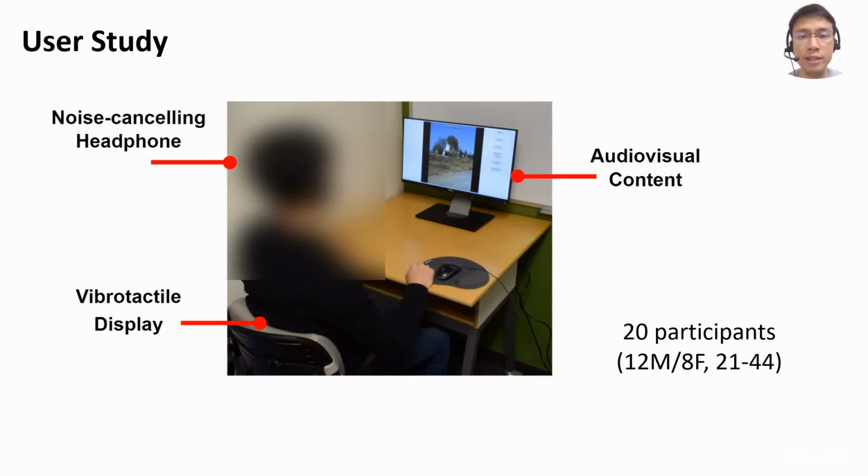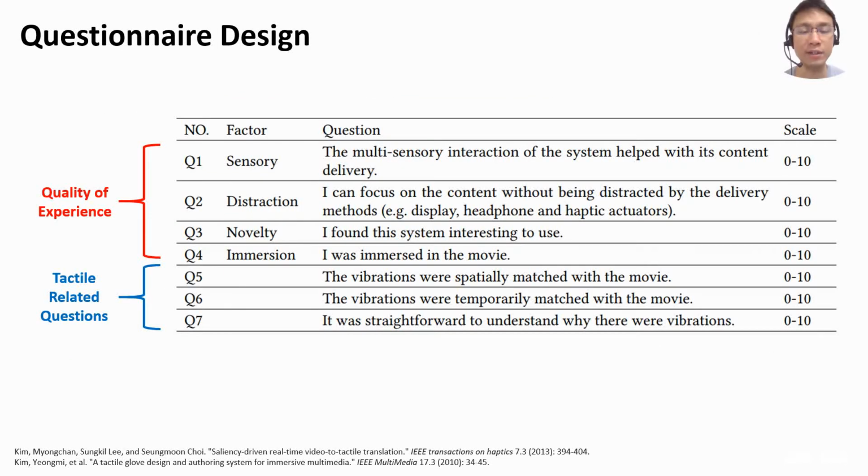After constructing the entire system, we conducted a user study to evaluate the generated tactile effects. In the user study, users sat against the chair cushion on the back with the Vibrotactile display on it. Audio-visual content was played on the table in front of the user. We recruited 20 participants. We designed 7 questions for the user study. The first 4 questions were to evaluate the quality of user experience, while the last 3 were tactile-related questions. All of the questions came from the following reference paper, which investigated a similar scenario as our paper.